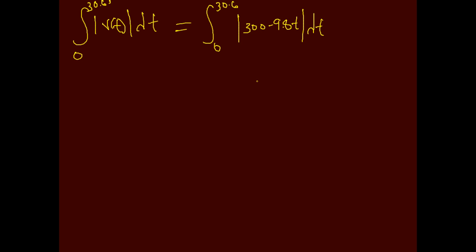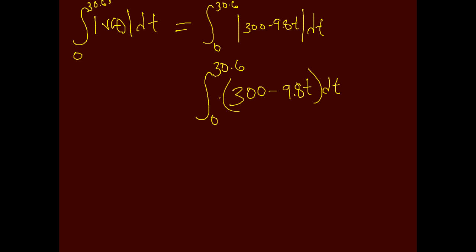And we can actually look at, okay, well, what is this function like in our interval from 0 to 30.6? Well, at 0, we have a positive function. It's the absolute value of that. And at 30.6, we get about 0, and so we take the absolute value of 0, which is just 0. So nowhere in this interval are we negative. So this really acts like the integral from 0 to 30.6 of 300 minus 9.8t dt. And we can get rid of the absolute value because we know that that quantity is always positive within this interval.